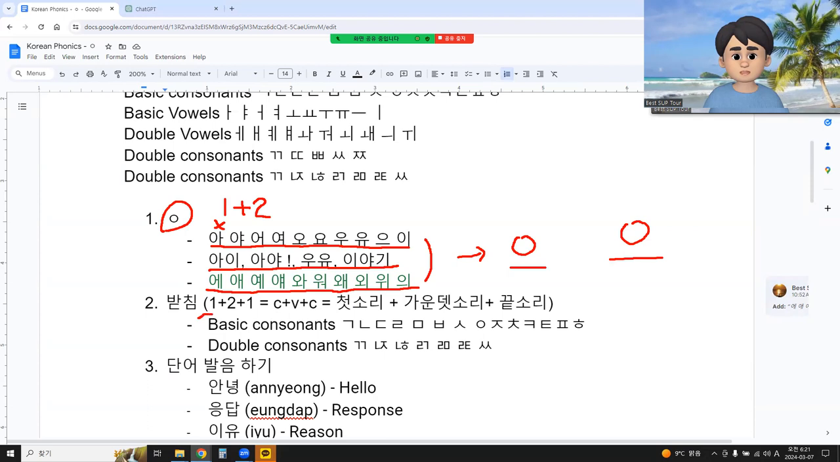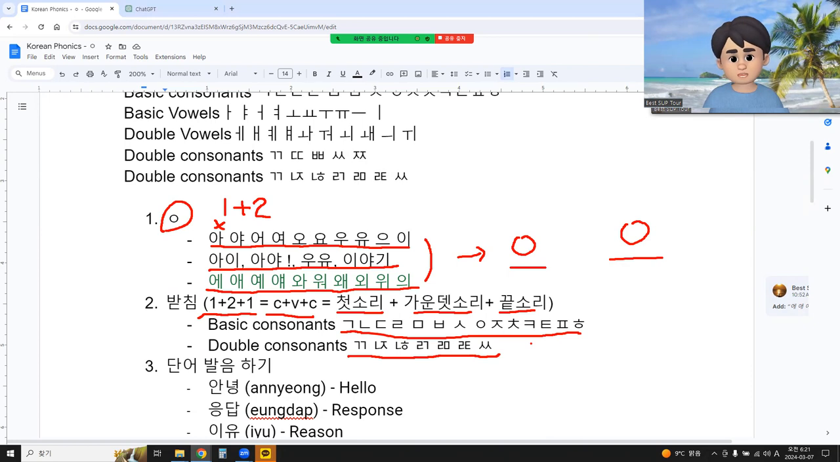Here I mentioned 1 + 2 + 1: consonant, vowel, consonant. We call them chosori, first sound, gaundetsori, middle sound, and usori, the end sound. The basic consonants like ka na ta ra, ma ba sa, a ja, cha ka ta pa ha, and double consonants.